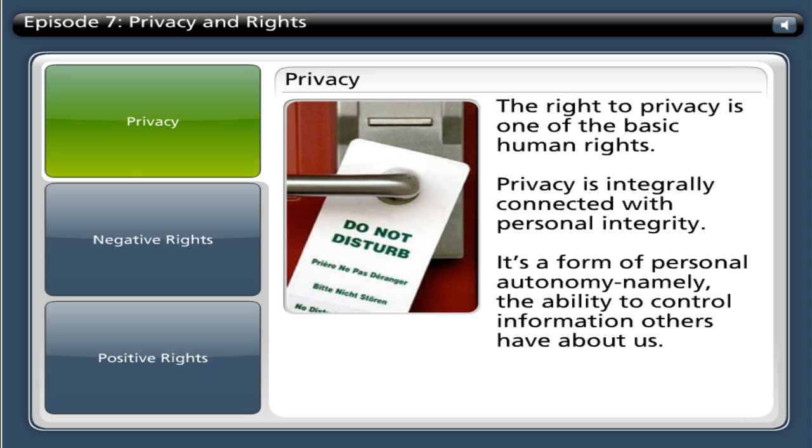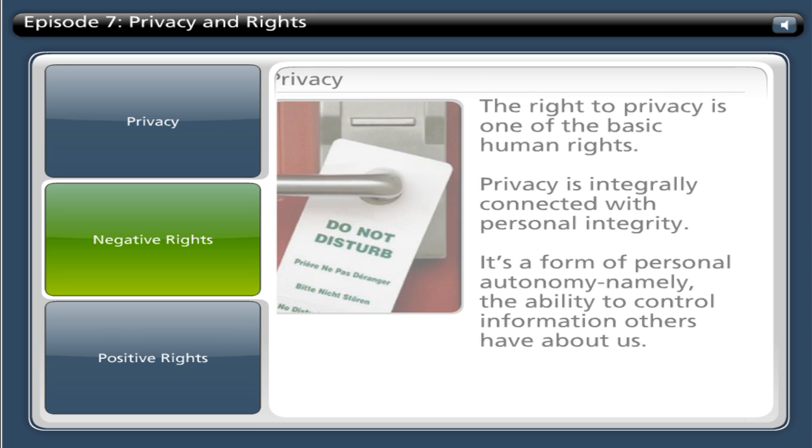Privacy. This section of the podcast is about some of the differences between the concepts of privacy and confidentiality. The right to privacy is a basic and fundamental human right. Privacy is integrally related to our own personal integrity. It is a form of personal autonomy, which is the ability to control information that others have about us.